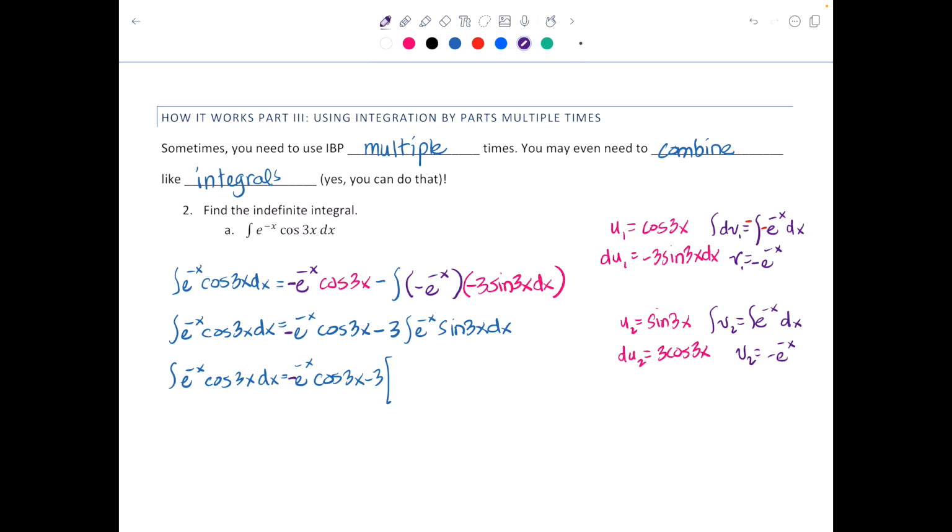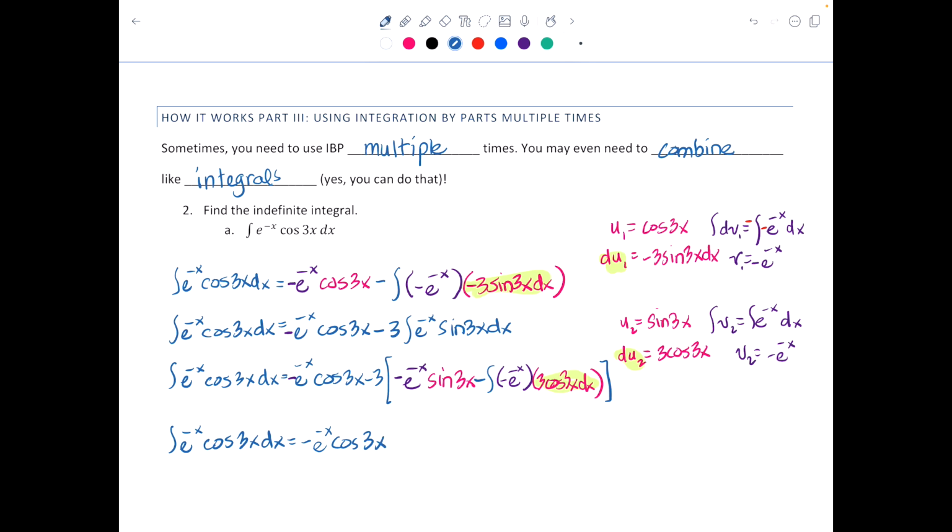All right, and then we have negative e to the negative x times sine at 3x minus the integral of v, which is negative e to the negative x, times du, which is 3 cosine 3x dx. So that was our first one. This is our second one. Excellent. All right, so cleaning that up a bit, we have the integral of e to the negative x times cosine at 3x times dx equals negative e to the negative x times cosine at 3x.